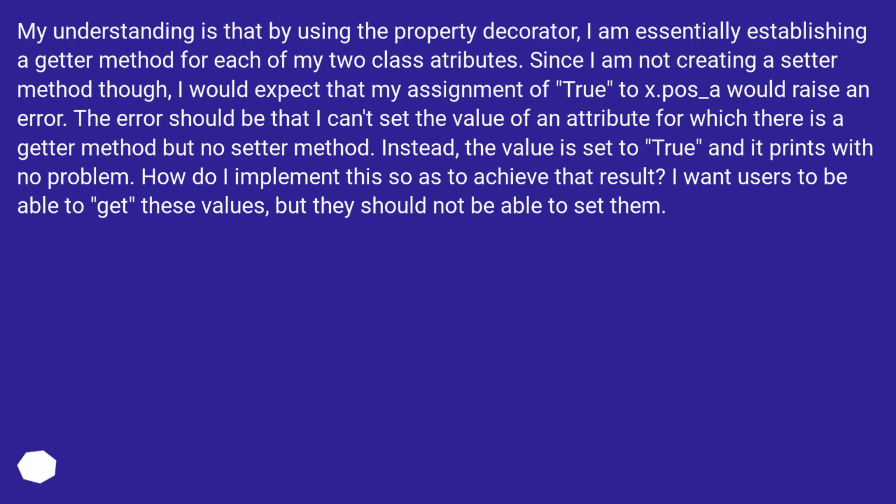My understanding is that by using the property decorator, I am essentially establishing a getter method for each of my two class attributes. Since I am not creating a setter method though, I would expect that my assignment of true to x.pos_a would raise an error.